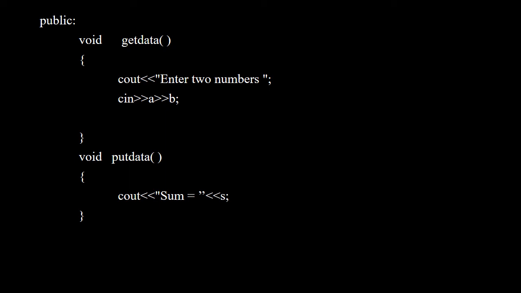Now this program is for finding the sum of two numbers. So the input statements are cout "enter two numbers" and cin A B. We have written these two statements in a function called getData. The next function is putData. This is the output function, so you have to write the output statement here. Here the output is the sum of two numbers, so you can write the statement as cout sum is equal to the value in S. I already told you S contains the sum of the two variables.